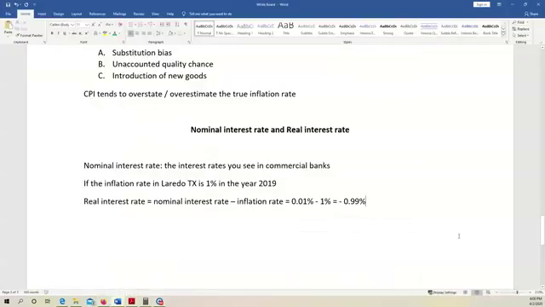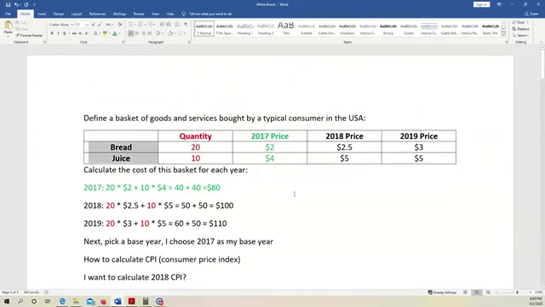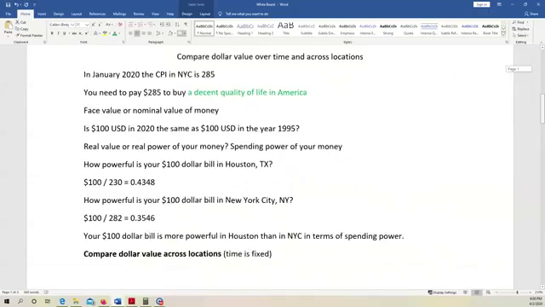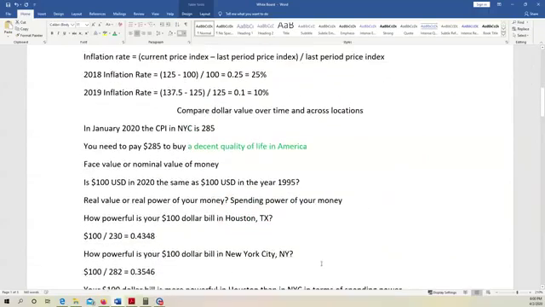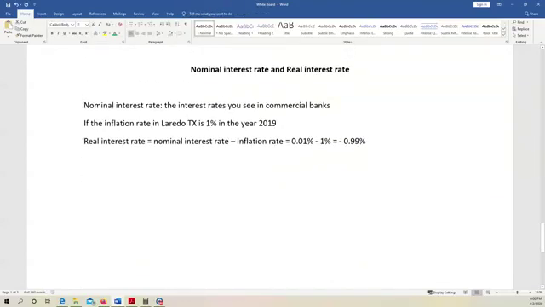But in reality, your money is losing power over time. Why? Again, because over time, everything is getting more expensive, right? So over time, your money, your $100 bill is losing what? The so-called spending power of money. So this number minus 0.99%, that means assuming this number is true, if you put your money in a savings account in Laredo, in reality, you are losing the spending power of money. By how much? By 0.99% per year.